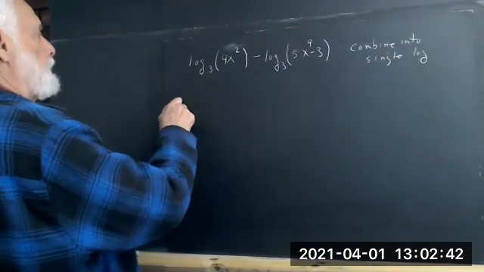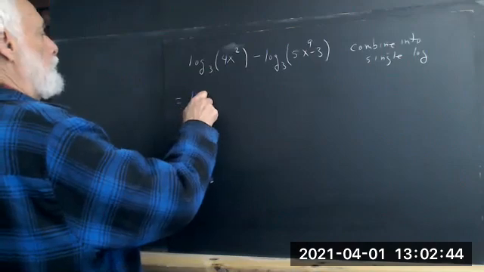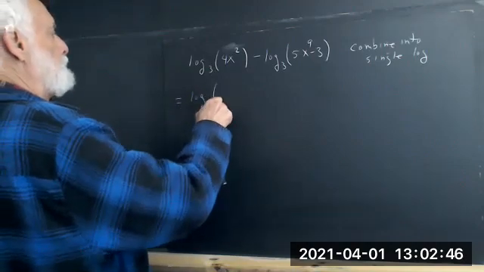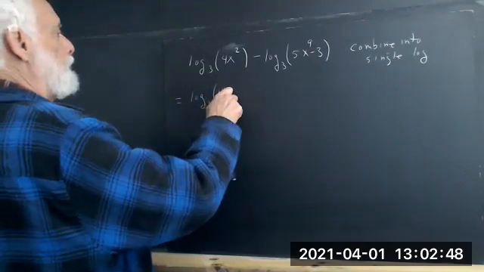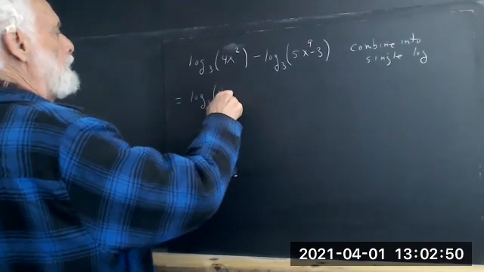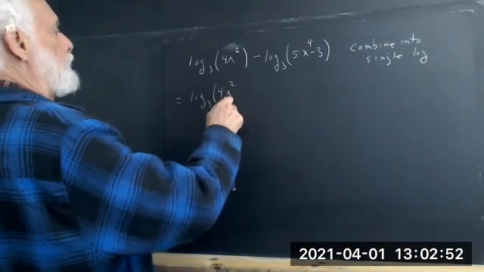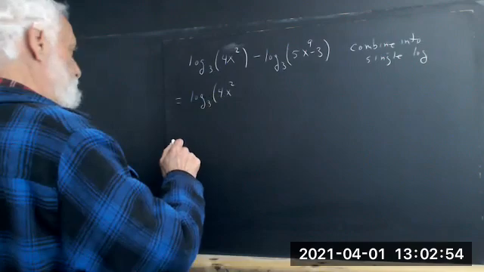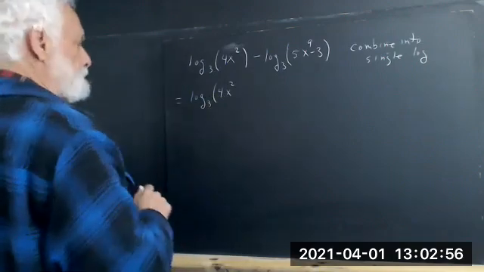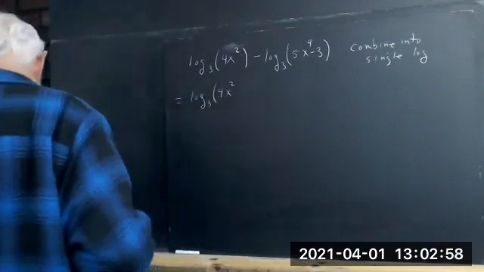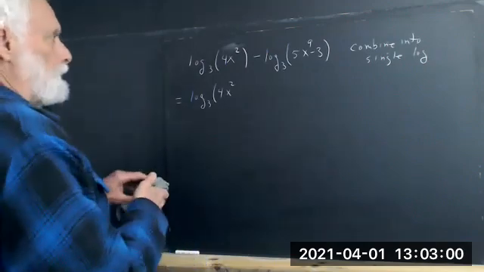This was equal then to log to the base 3 of 4x squared. And I can make that notation a little better.